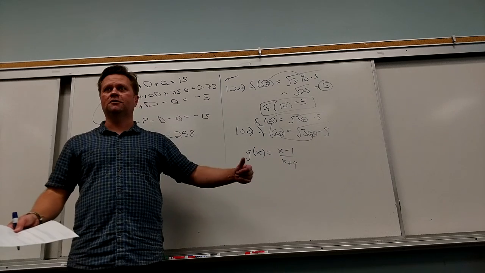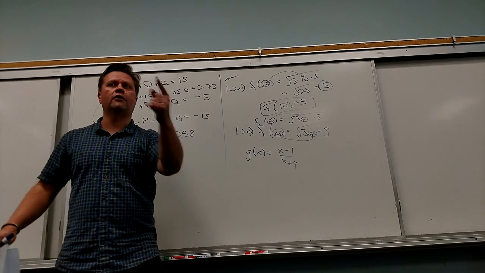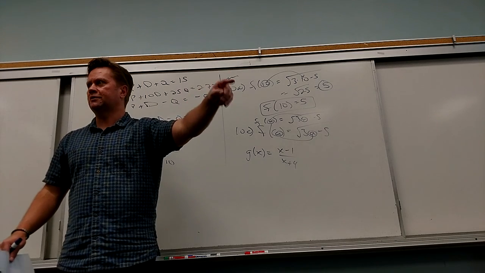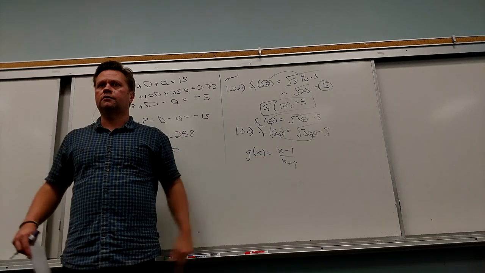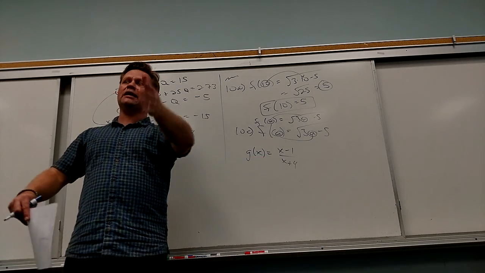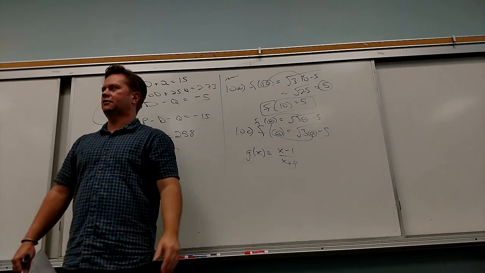So what's the domain of this? Everything except negative 4, because negative 4 makes it not have an output. What's the domain? Every x value that has an output. What's the only value that has no output? Negative 4 makes it undefined. So the domain is everything except that. You can even just say that in English: everything except negative 4.